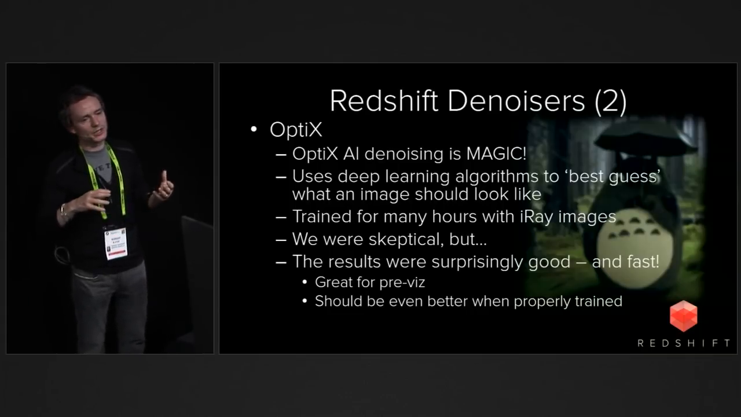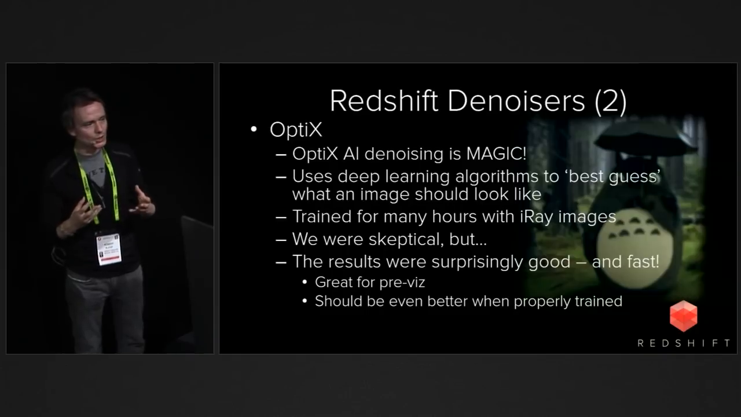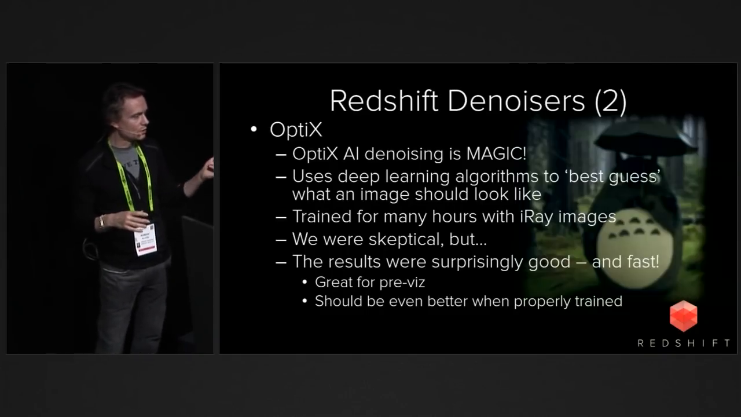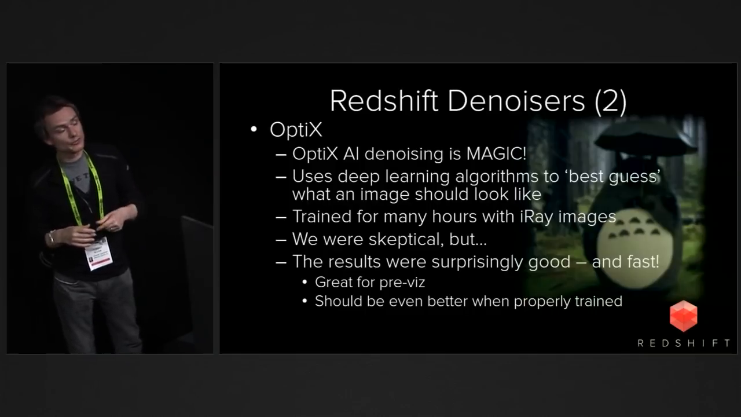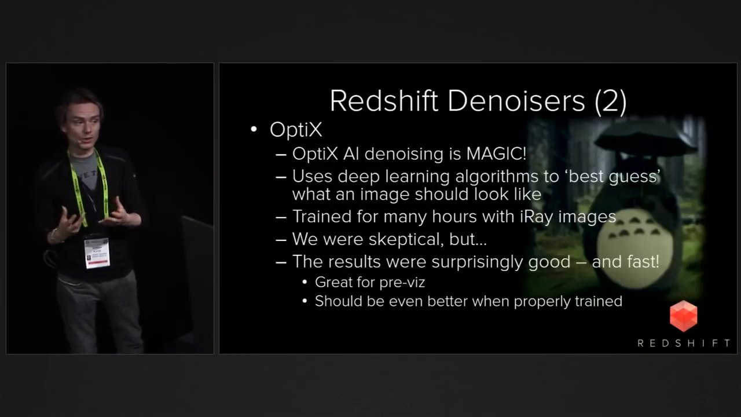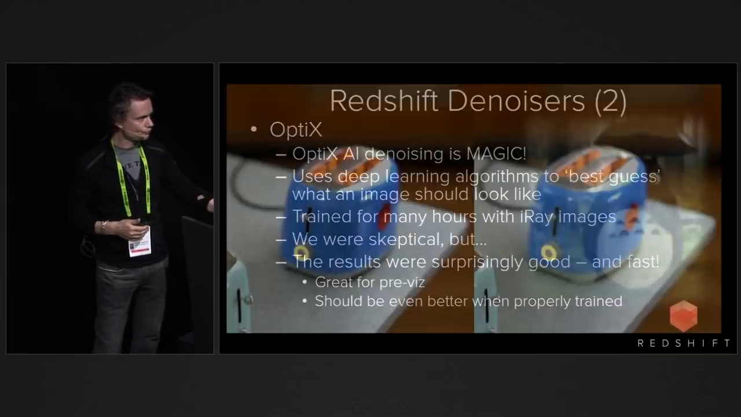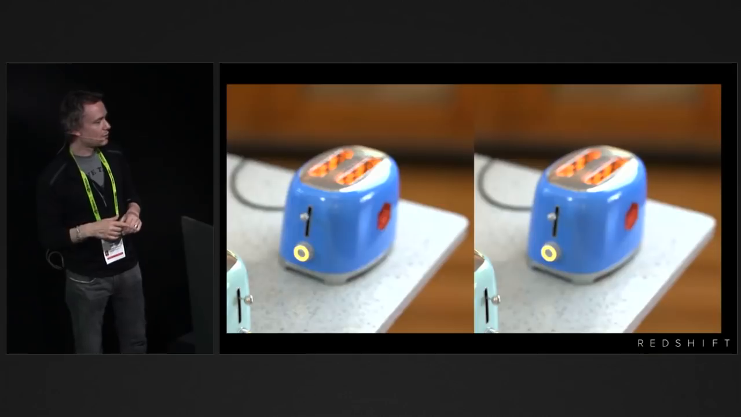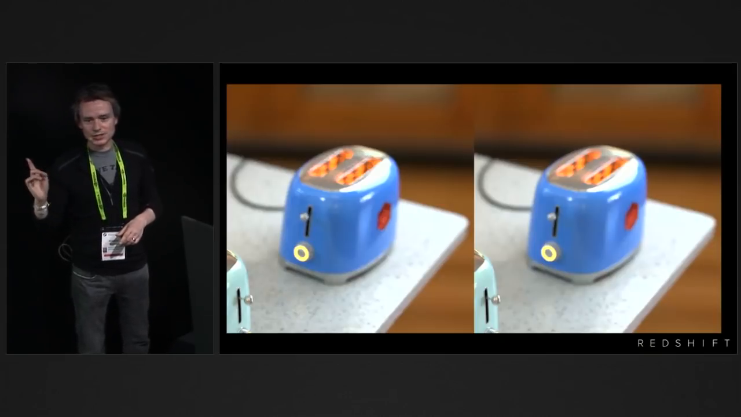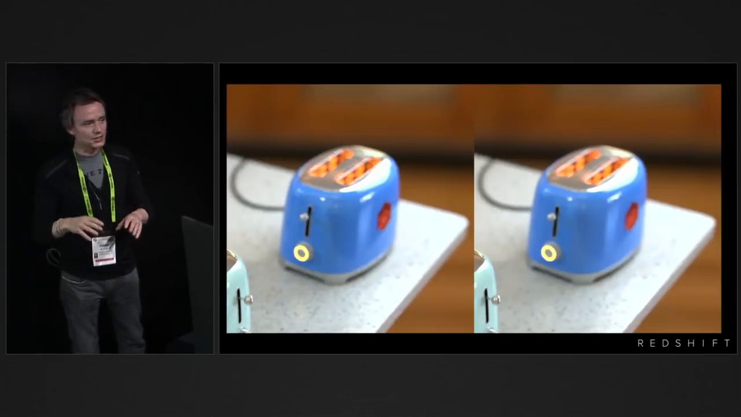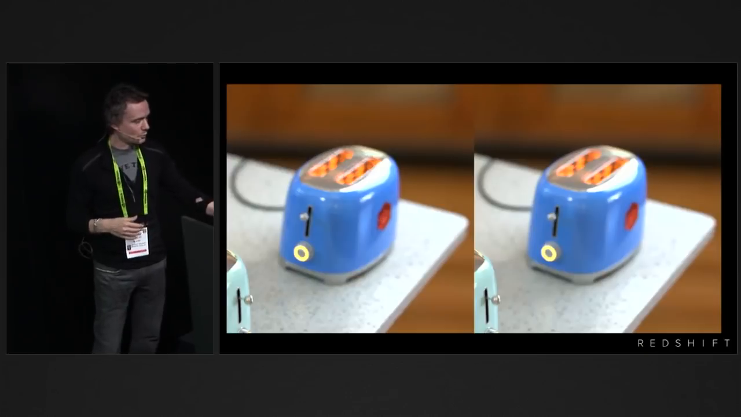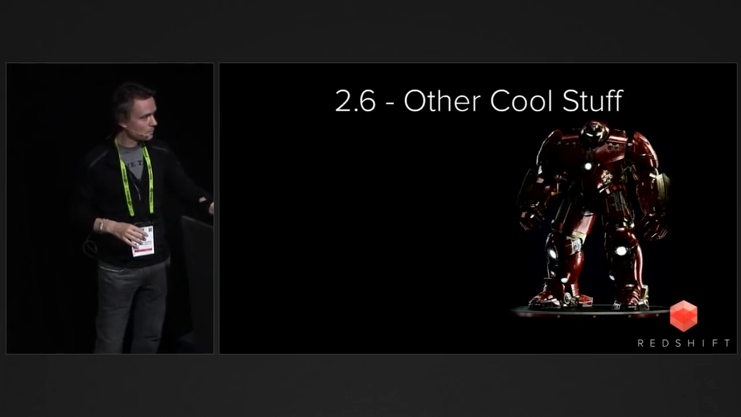So we think that this is going to be a really good denoiser for some previs work and maybe for certain stills rendering as well. Also in the future we're going to be training it with Redshift images, so hopefully we'll get even better quality. Here's an example. There's the nasty 16 samples on the left again, and then you can see an example of the OptiX denoiser doing the 16 samples as well, and you can see it's done a pretty good job of cleaning up that noise in the depth of field while maintaining the quality.